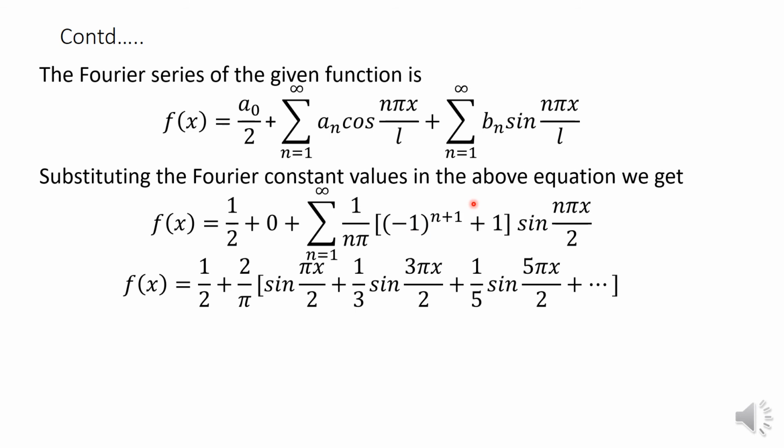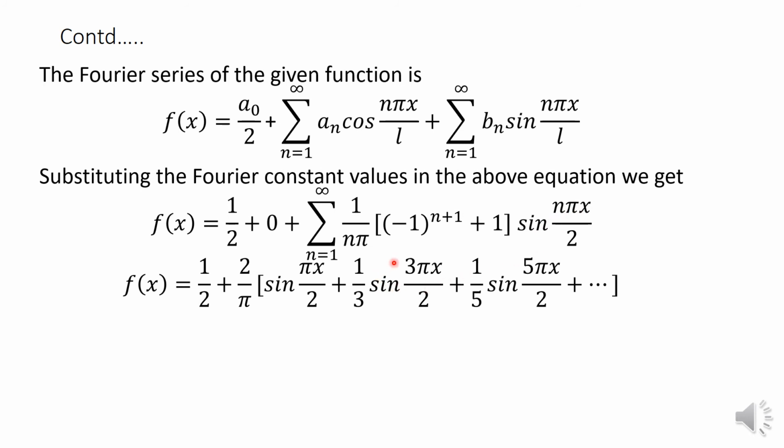Next, when n is equal to 3, you will get 2 here. That 2 by pi we are taking outside. Okay, and now for n is equal to 3, we get 1 by 3. Pi is taken outside here. So we get 1 by 3 into sine 3 pi x by 2.